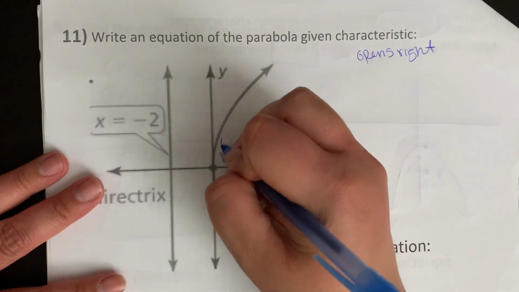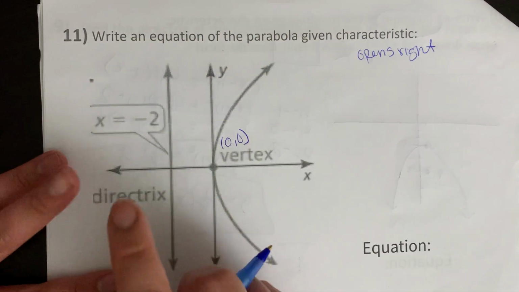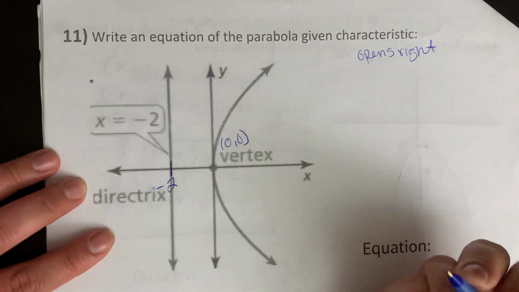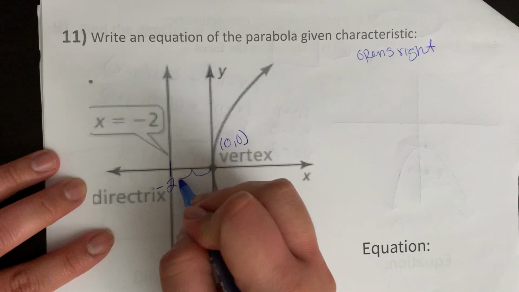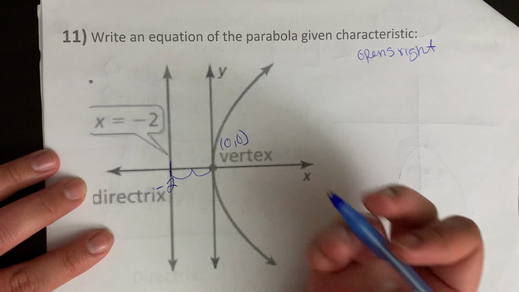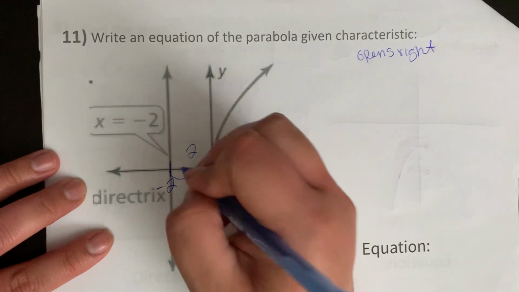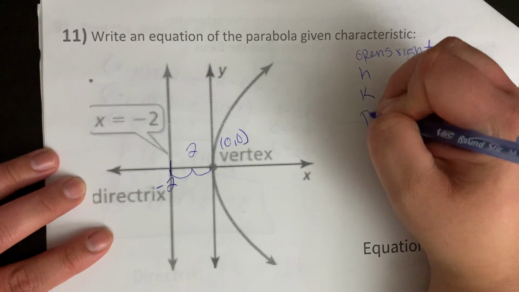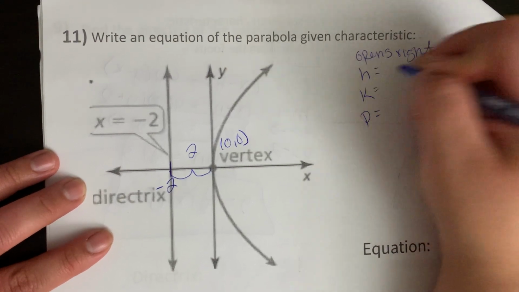I know my vertex is at 0, 0, so let me label that. My directrix is at -2, right? This is -2, which means it's going to be 2 units away. Okay, so that's helping me. So this is 2 units away, right? Now, we need an H, a K, and a P, which we pretty much almost have.